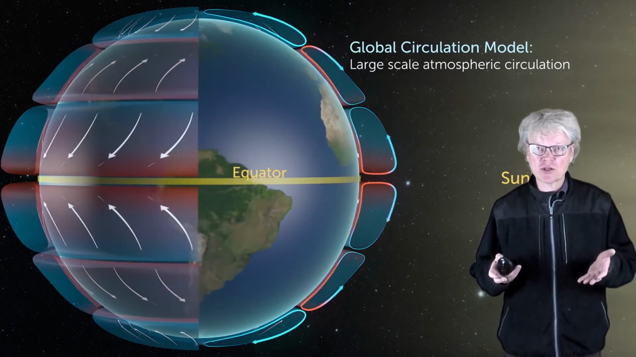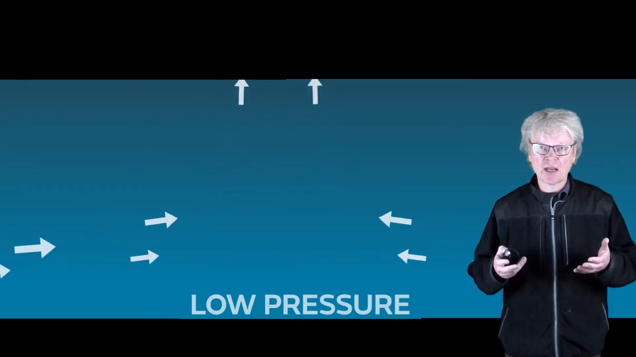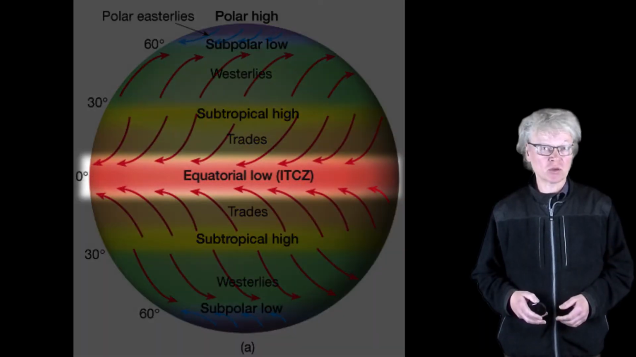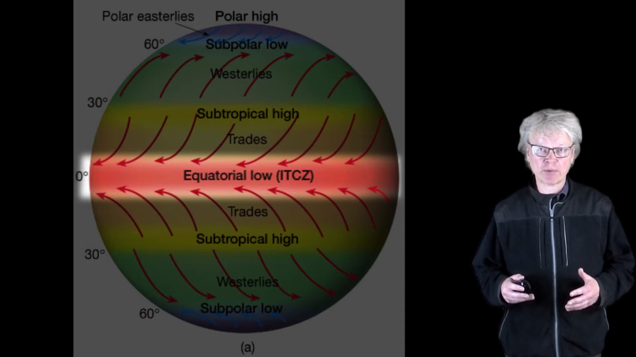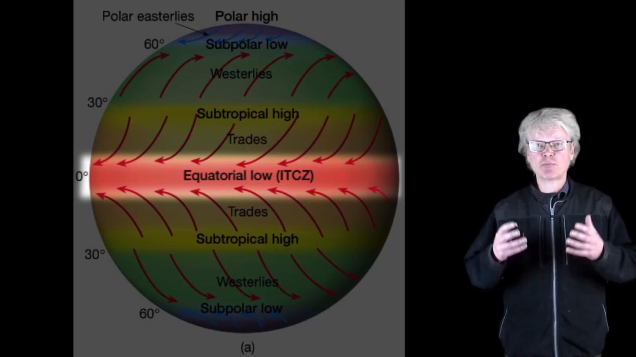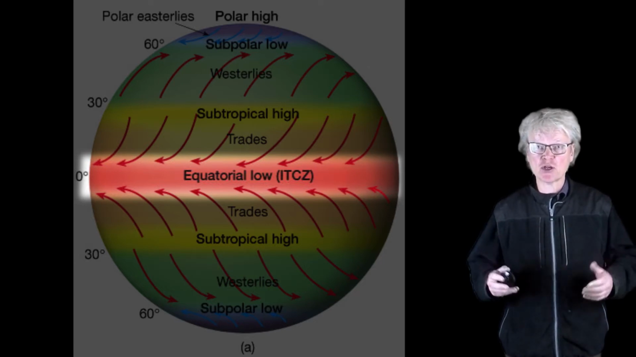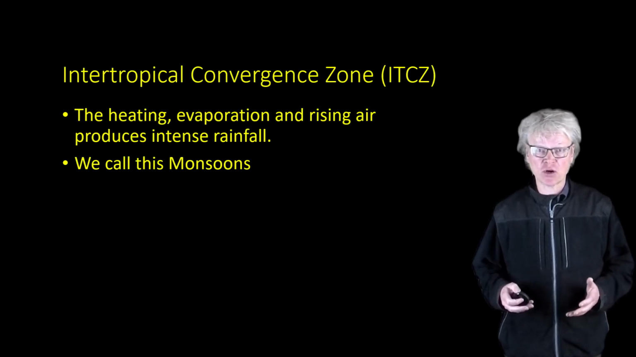So on the ground surface at the equator, you have air rushing in from north and south. Where that air collides, we call that the Intertropical Convergence Zone, or ITCZ for short. Those locations around the equator, where you get that intense heating, high levels of evaporation and rising air, produce intense rainfall. We call the rainfall associated with the intertropical convergence zone the monsoons, and you've probably heard of that.